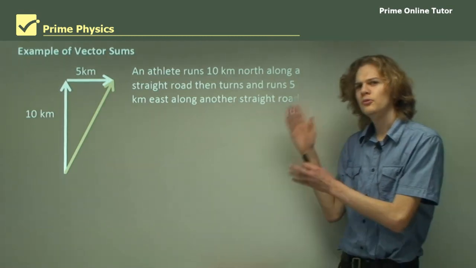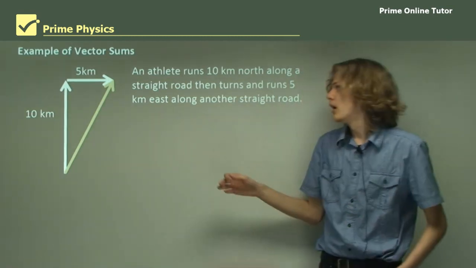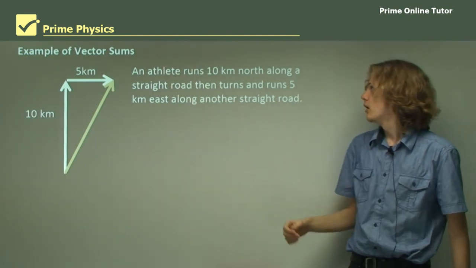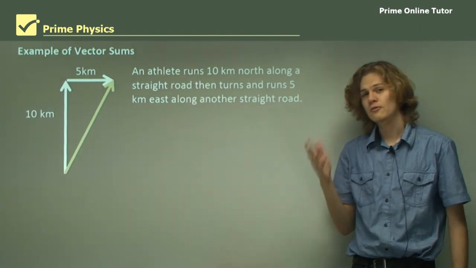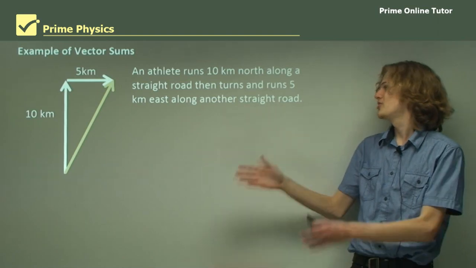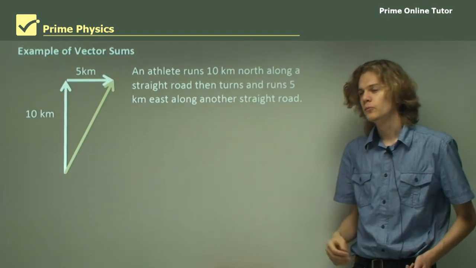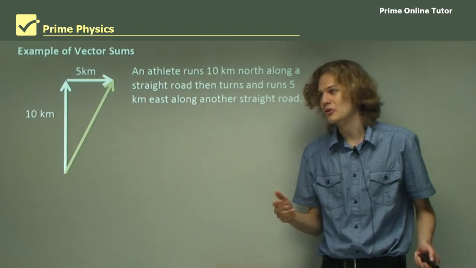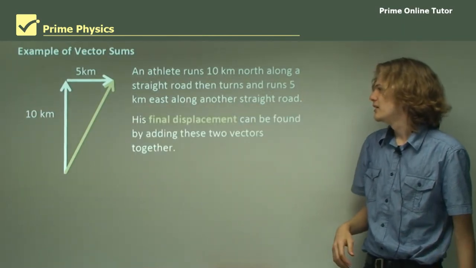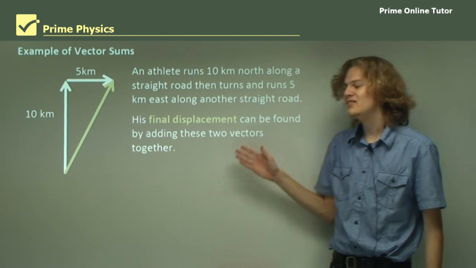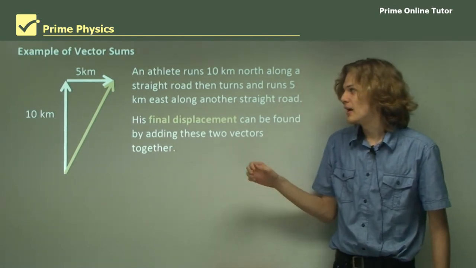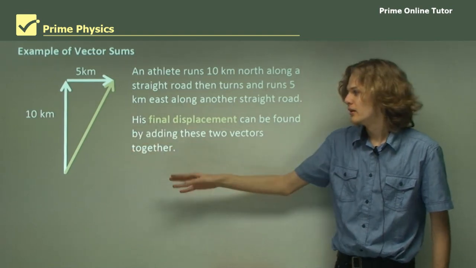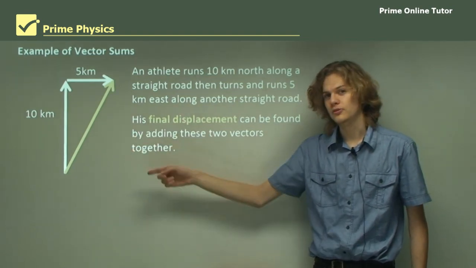Now, let's put this into a real-world scenario. An athlete runs 10 kilometers north, up there, along a straight road, and then turns and runs 5 kilometers east along another straight road. So this is pretty nice for us because it means we get a right angle triangle. Those are fairly easy to deal with. His final displacement can be found by adding these two vectors together. That is, by adding the 5 kilometer east vector to the 10 kilometer north vector. This gives us the yellow resultant vector.